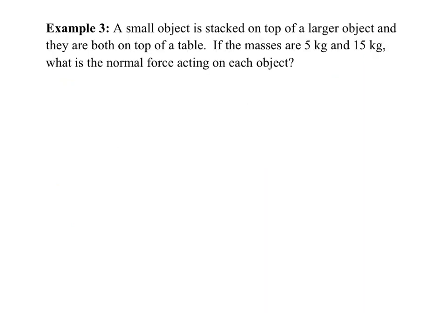Example 3 says, a small object is stacked on top of a larger object, and they are both on top of a table. If the masses are 5 kilograms and 15 kilograms, what is the normal force acting on the object? Now, in these problems, when they say small object and larger object, the assumption has to be that we're referring to its mass and not its volume.